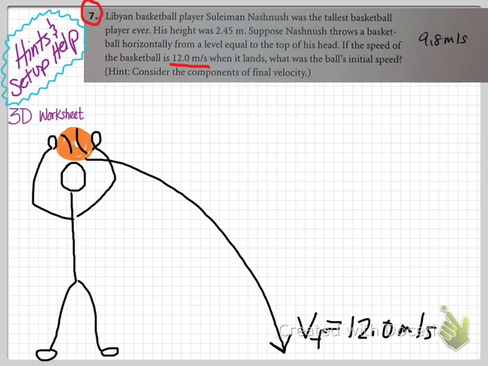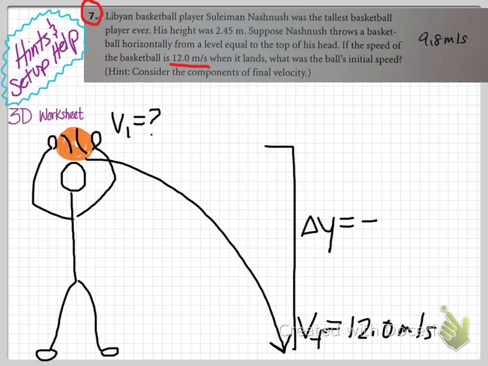Okay, so we have a man, we have a basketball. We have some initial speed, and isn't that what we would love to know? Well, we have a final speed, but that final speed is a total final velocity. The only thing we seem to know is that delta y is negative 2.45 meters. Is this enough?